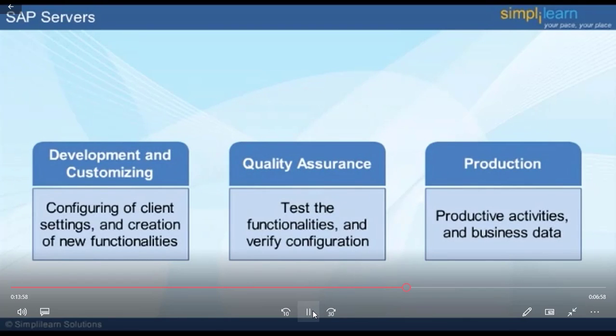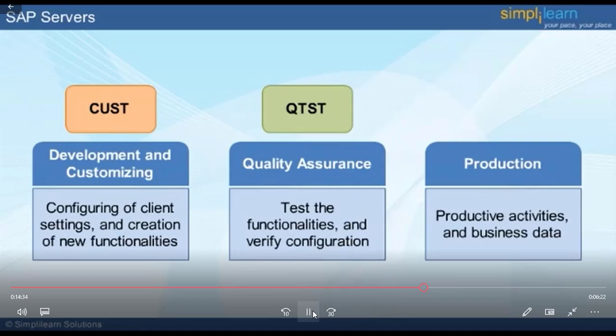A three-system landscape in which each of the central clients has its own SAP system is recommended. This comprises a development system or DEV, a quality assurance system or QAS, and a production system or PRD. The development system encloses the customizing client or CUST. The quality assurance system encloses the quality assurance client or QTST. And the production system encloses the production client or PROD.